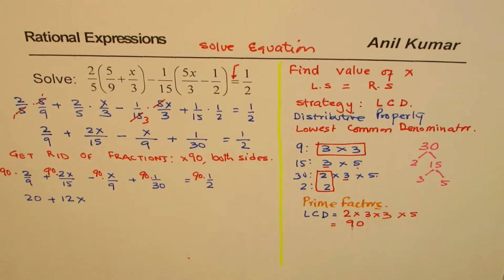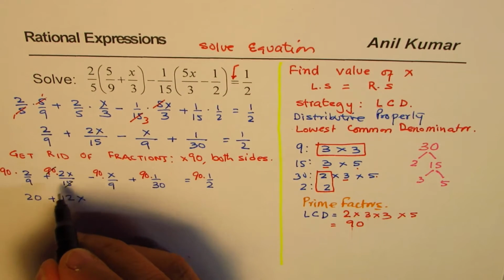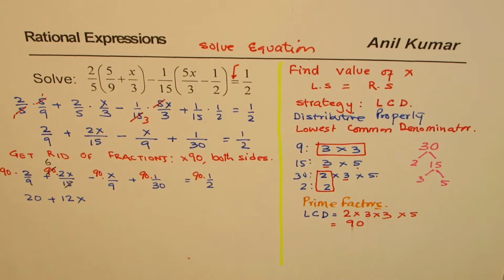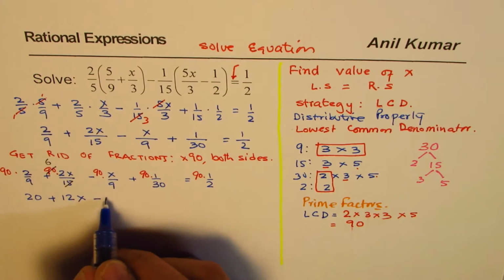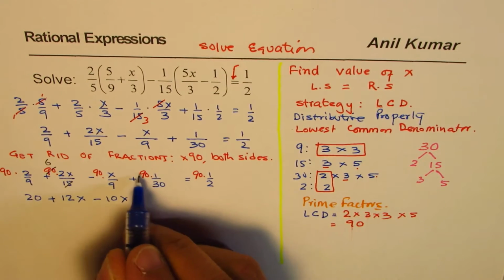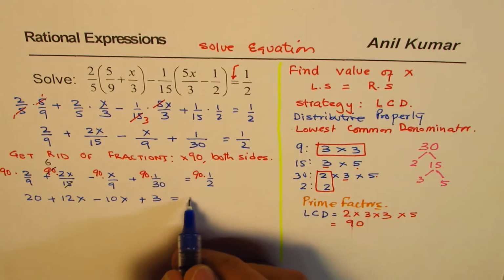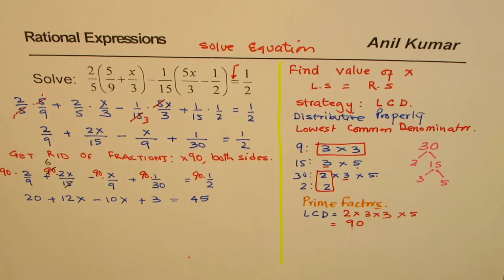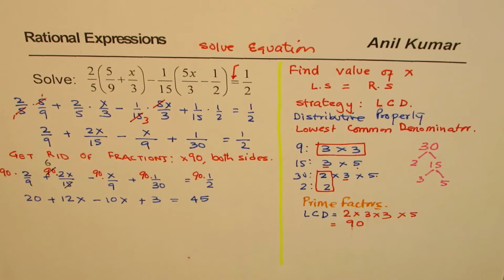So when you divide 90 by 15, you get 6, and when you multiply 6 with 2, you get 12. That is how we are getting it, okay? Now in this case, 90 divided by 9 is 10. So we can write this as minus 10x. This goes 3 times, so we get plus 3. And 90 divided by 2 is 45. So what you get is a linear equation, right? So we have got rid of all the fraction part, and we have a linear equation to solve.